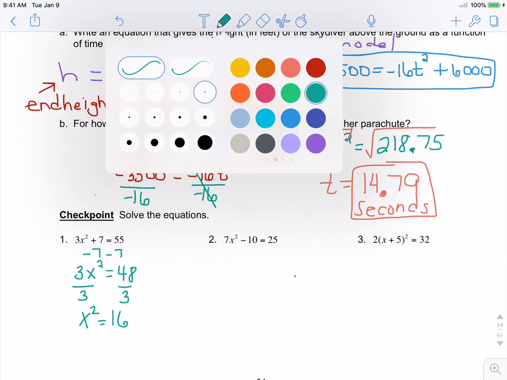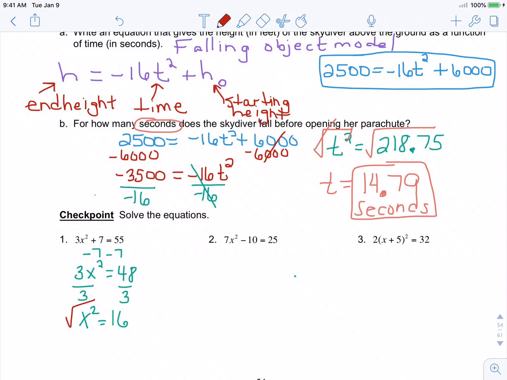So a variable is isolated. Take the square root of both sides. Square root of 16 is a nice number of 4. And then the last step is to put the plus or minus in front. So a plus or a minus. So x equals plus or minus 4.